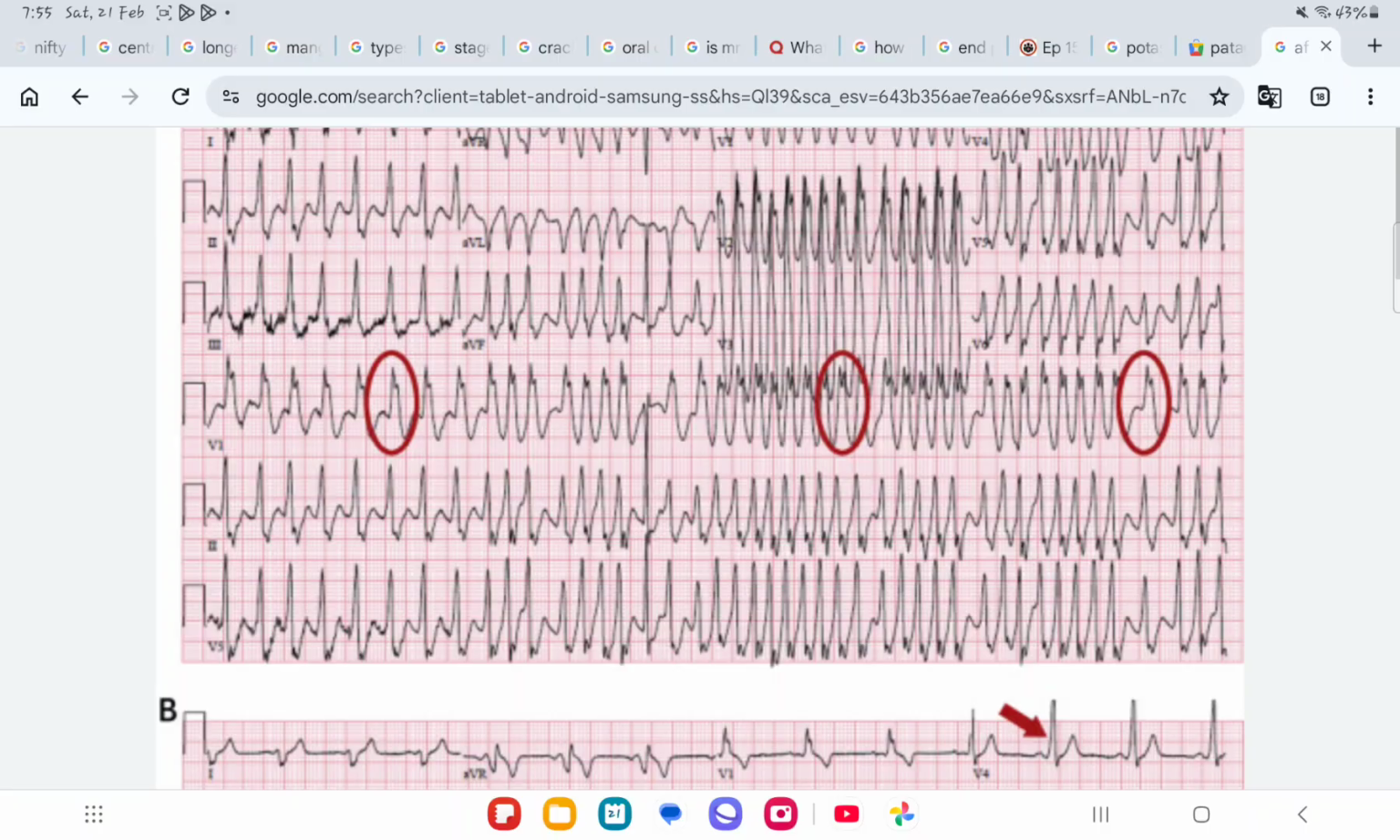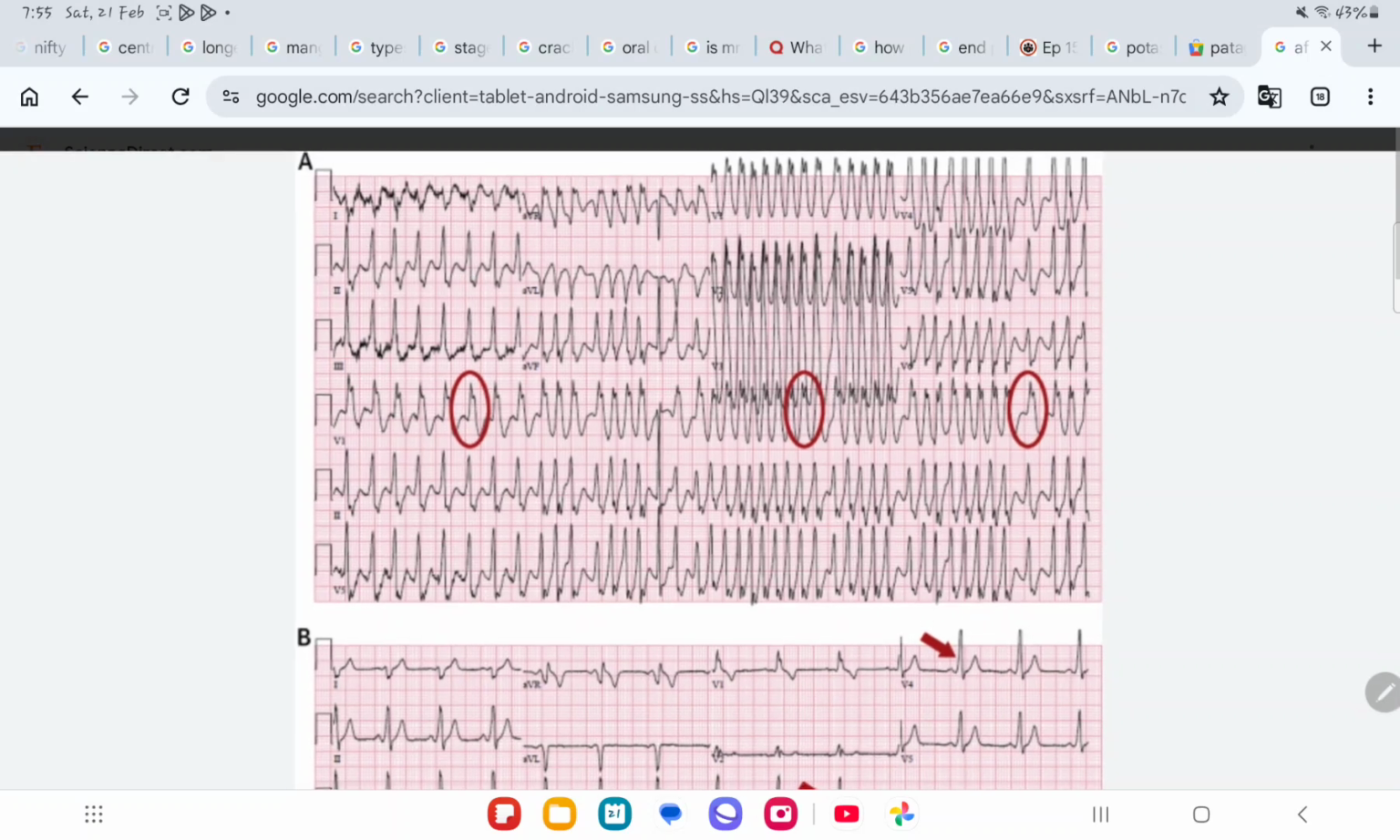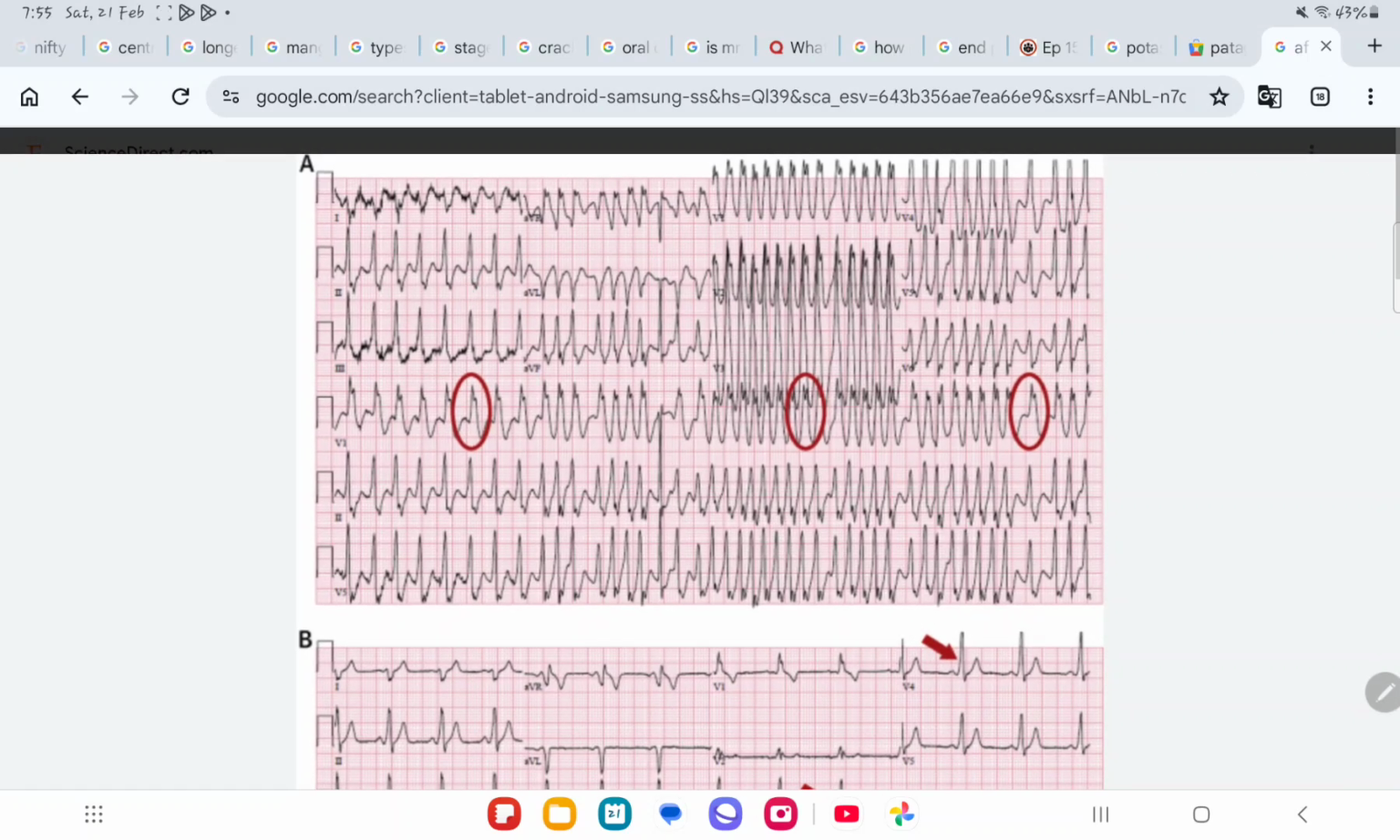You need to know how AF with WPW looks. It is irregular with a slightly wide QRS, and it's an irregular tachycardia with a slightly wide QRS. And if you can appreciate, there is some slurring when the QRS comes. It doesn't come at a 90 degree. There is some slurring when the QRS is starting.